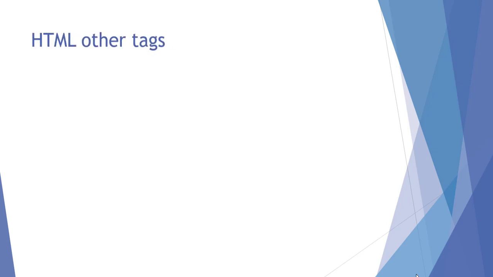Hi friends, previously we have discussed video tags and audio tags, but there are many other tags. So now we will discuss the marquee tag. The marquee tag is basically used to move text from one side to another.